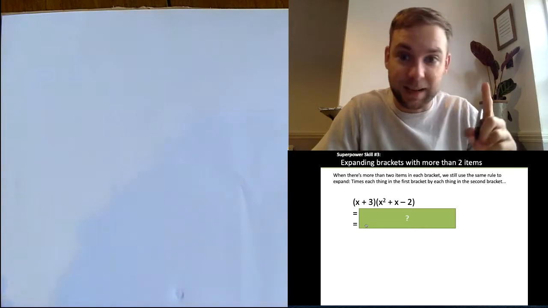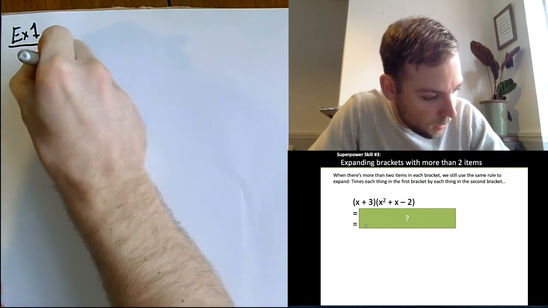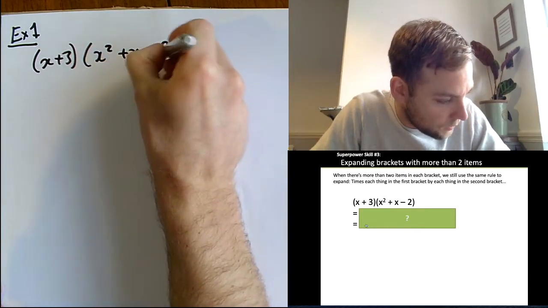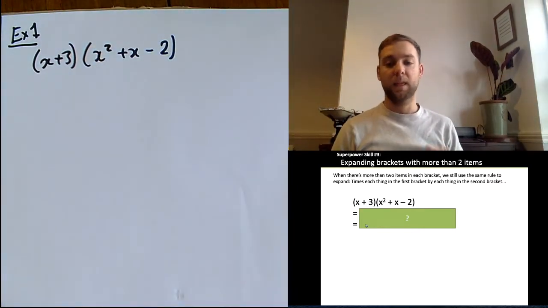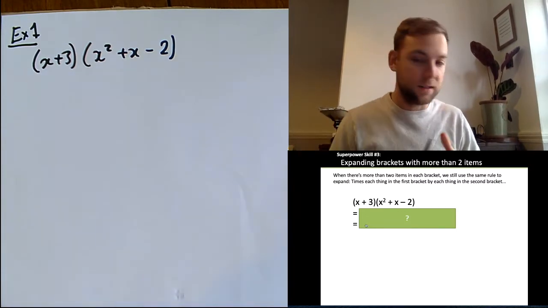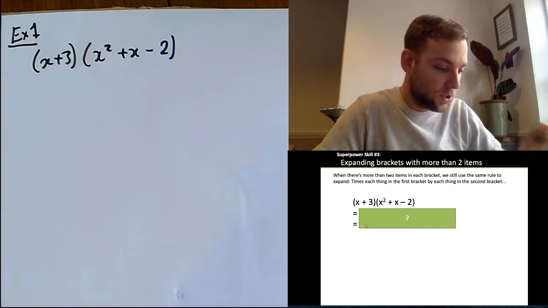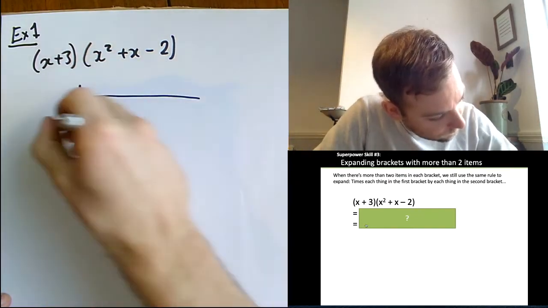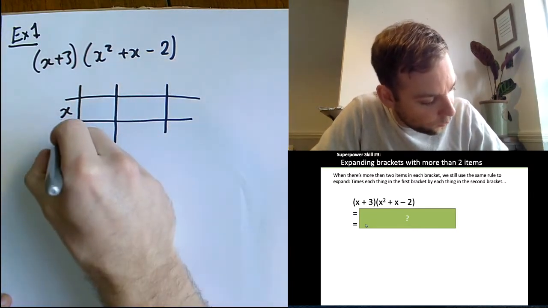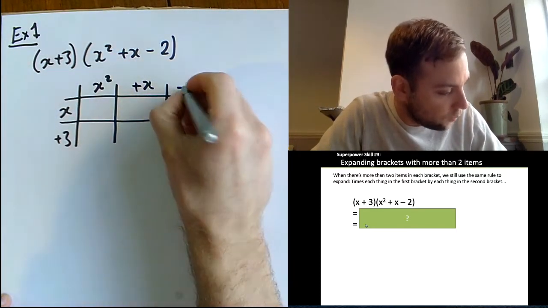So the first thing we're going to do, this is example 1. So here, in example 1, x plus 3, x squared plus x minus 2. Now, to be honest, if you're used to using the grid method, this is not much more of an extension. So all you need to do is make a grid, think about the area, and this time you can have it 2 by 3. So in this case here, we've got 2 over here, which is x and plus 3. And here we've got x squared plus x minus 2.